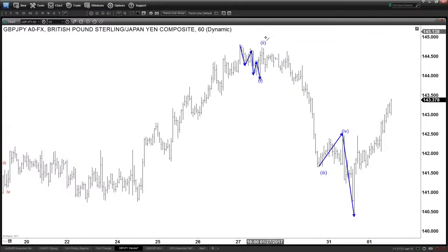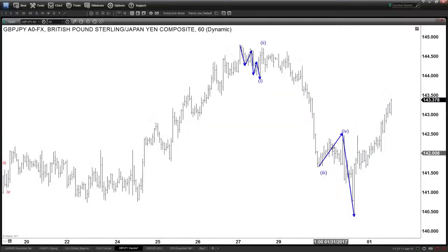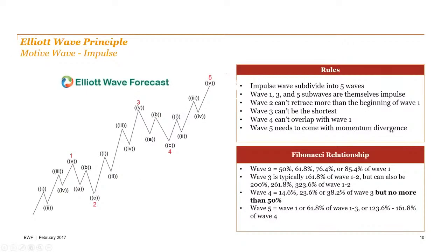And then all of this wave 3 also should be subdivided into 5 waves. This is also subdivided into 5 waves. And then wave 4 cannot overlap with wave 1. You notice here wave 4 is not overlapping. It's a very shallow bounce, which is typical of impulse. And then wave 5 needs to come with momentum divergence.